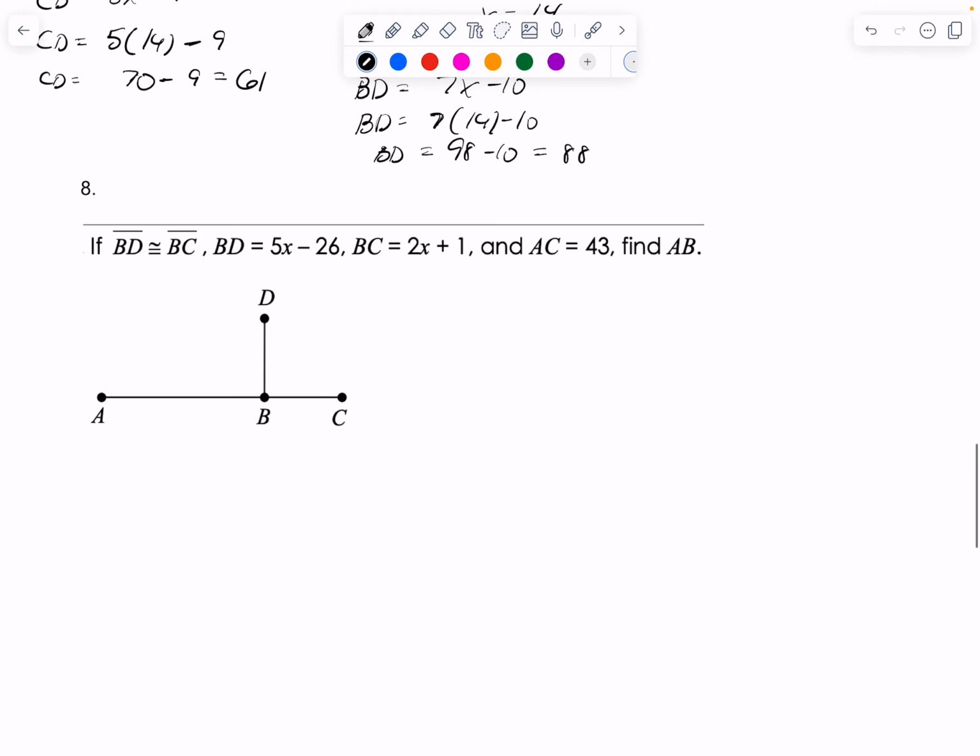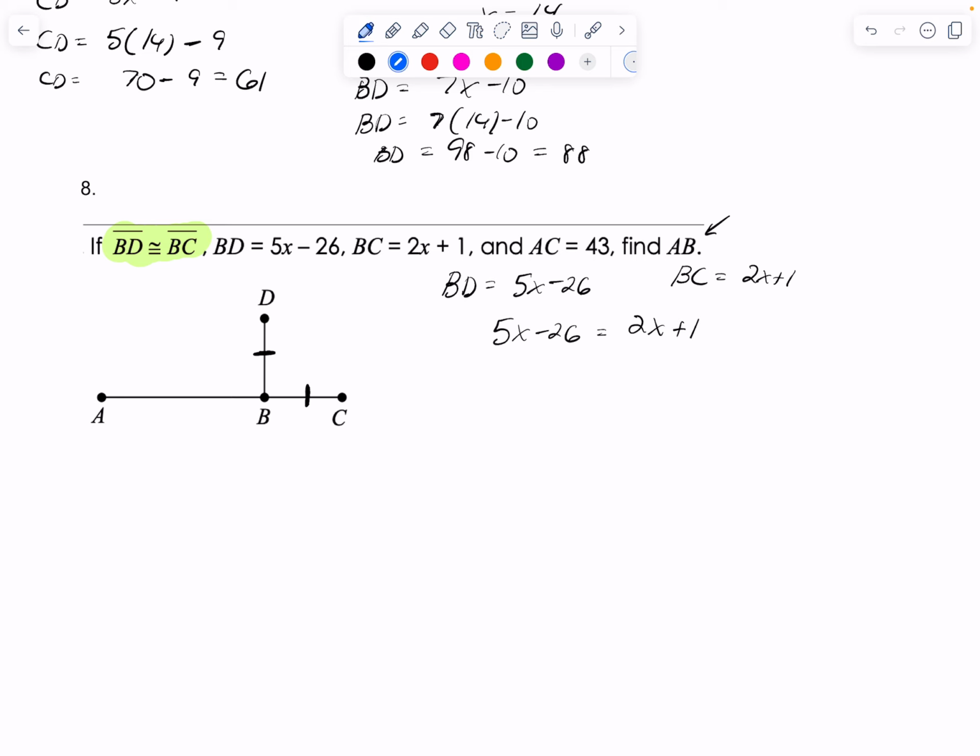So in this case, we're asked to find the length of segment AB, but we're given some information here. First thing I notice is that it says the segments BD and BC are congruent. So BD and BC are going to be congruent. So I put those little tick marks there to show you that they are congruent. And they're telling us that BD is 5x minus 26 and BC is 2x plus 1. So since they are congruent, I'm going to set those lengths equal to each other, and that will help us find that x value.